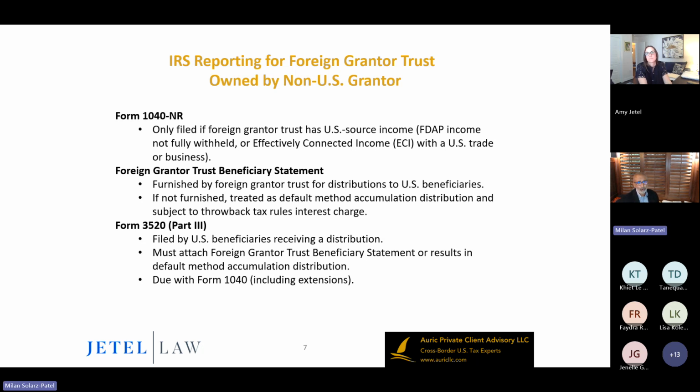So what is the reporting when you have a non-US grantor of a foreign grantor trust? Only if there are distributions to US beneficiaries. And that's where that foreign grantor trust beneficiary statement comes in. Part 3 gets filled out.